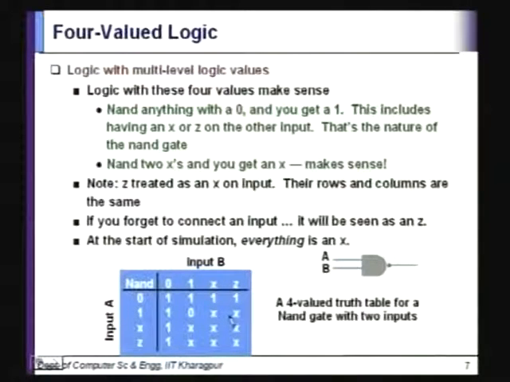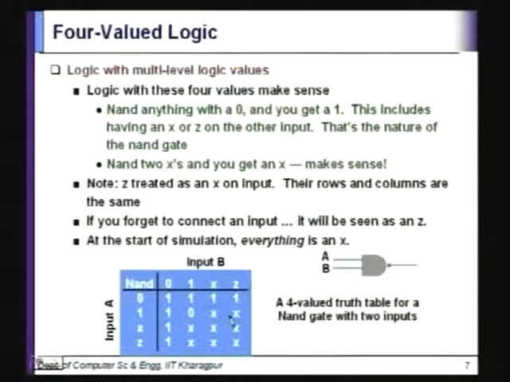Logic with multi-level logic values. Logic with these 4 values makes sense. NAND anything with a 0 and you get a 1, right, and AND anything with a 0 and you get a 0. This includes having X and Z as the other input. So if the other input is X or if it is Z, it does not matter. If in an AND or a NAND any input is 0, then the output is determined by that only. In case of AND the output will be 0, in case of NAND the output will be 1.